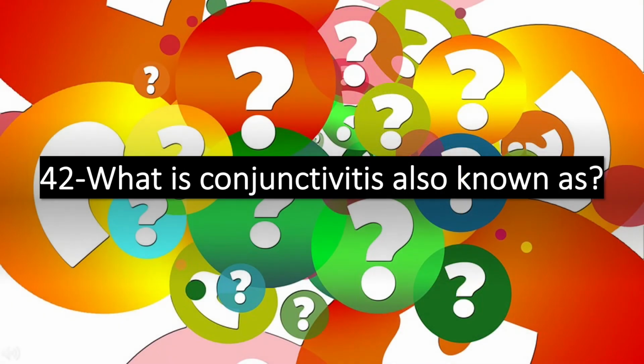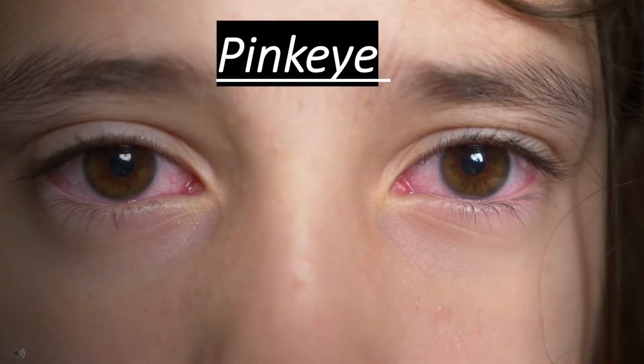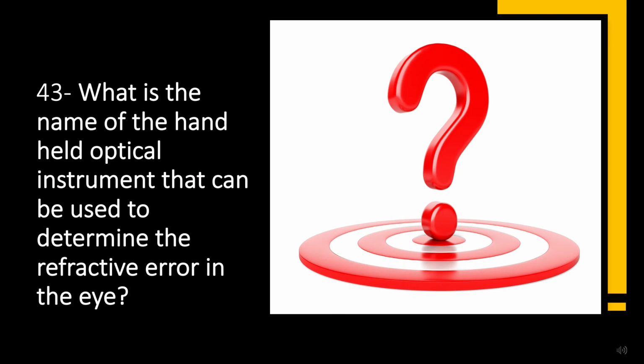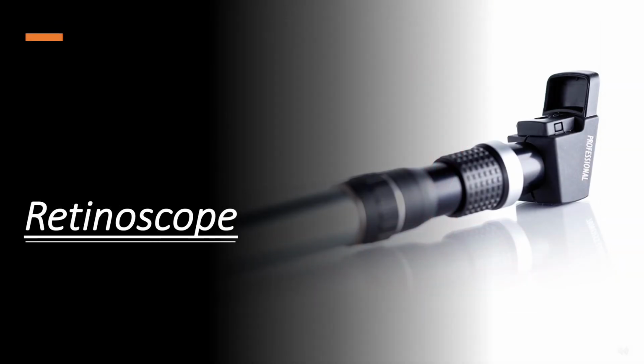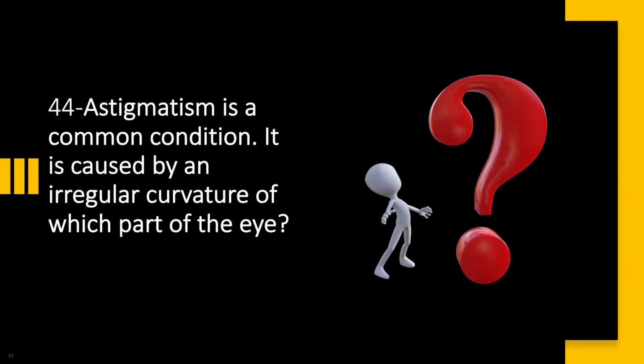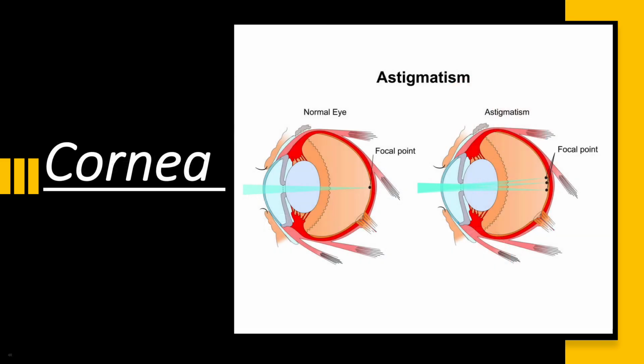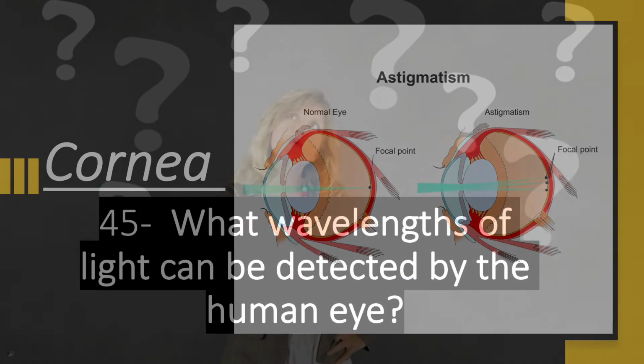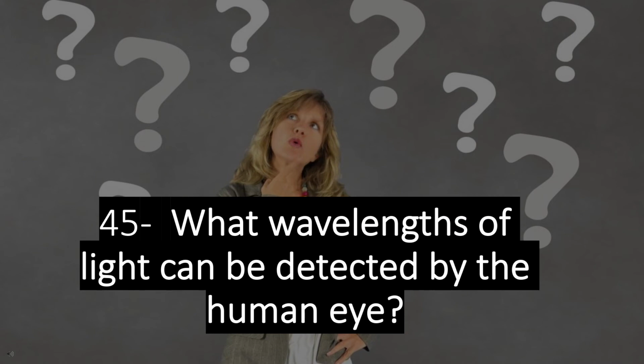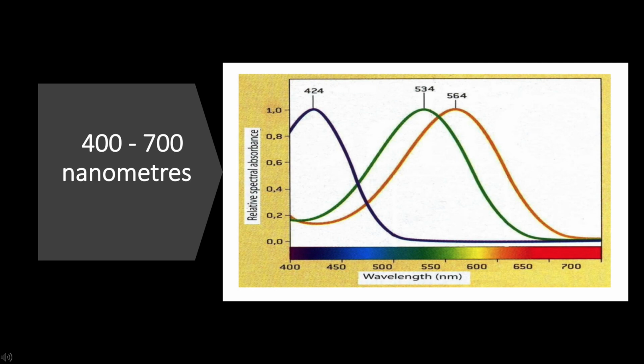42. What is conjunctivitis also known as? Pinkeye. 43. What is the name of the handheld optical instrument that can be used to determine the refractive error in the eye? Retinoscope. 44. Astigmatism is a common condition. It is caused by an irregular curvature of which part of the eye? Cornea. 45. What wavelengths of light can be detected by the human eye? 400–700 nanometers.